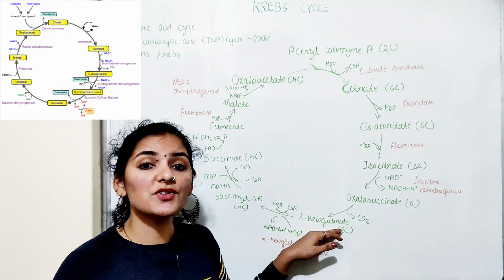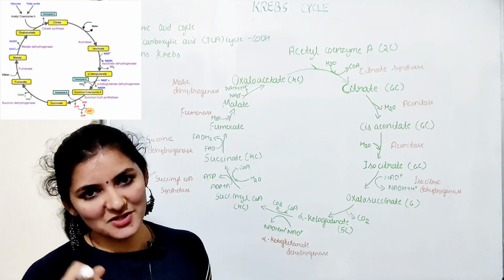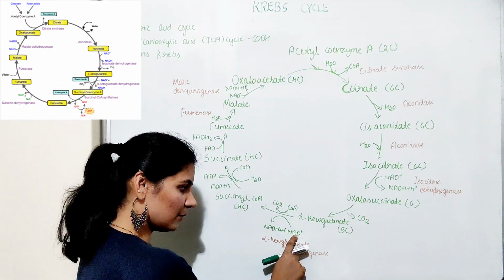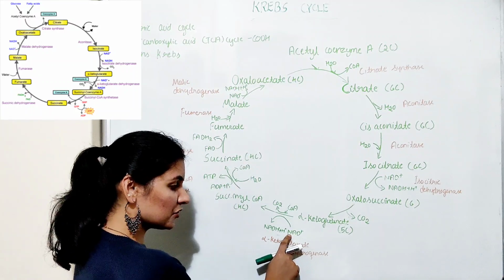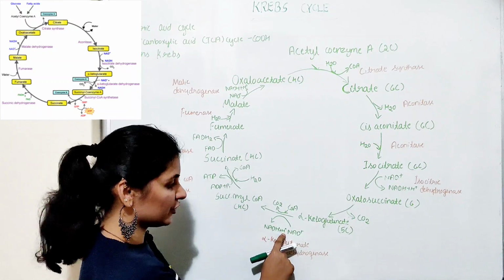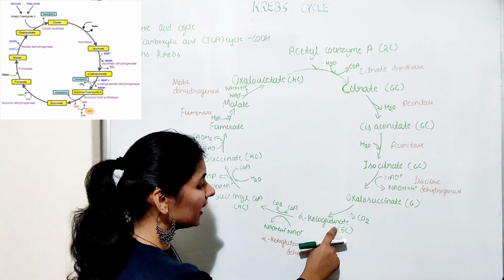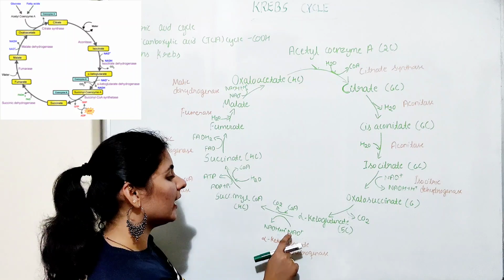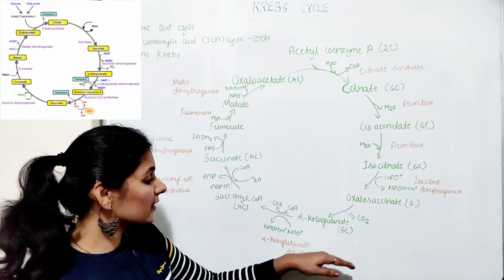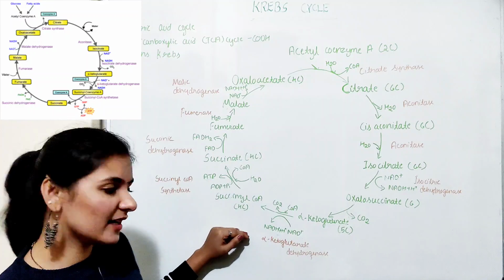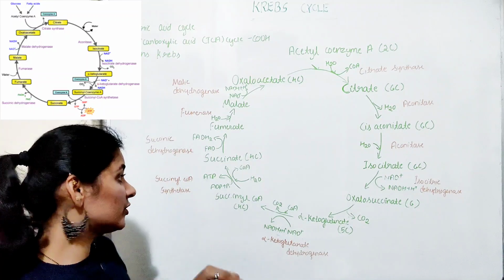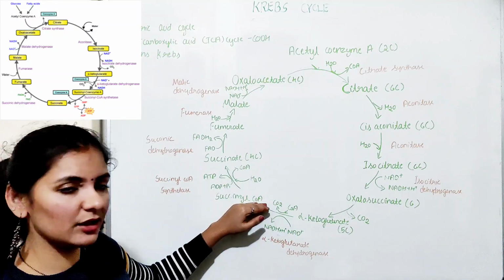ketoglutarate. During oxidation, 2 hydrogen atoms are released and these hydrogen atoms are received by NAD+. So after receiving 2 hydrogen atoms, NAD+ is reduced to NADH and H+. So alpha ketoglutarate is oxidized to succinyl CoA, and NAD+ is reduced to NADH and H+. This reaction is catalyzed by the enzyme known as alpha ketoglutarate dehydrogenase, which finally produces succinyl CoA.